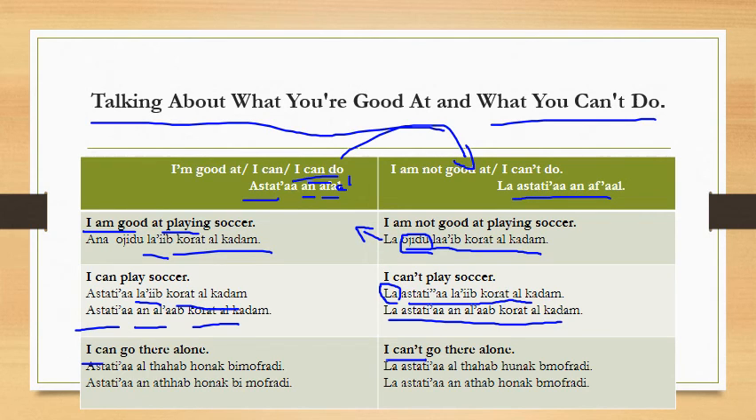Okay, I can go there alone. So here you're showing that you can do this. I can is أستطيع. Go, الذهاب. We've taken this before, ذهب الذهاب. There, هناك. The only thing that you don't know is alone, which is بمفردي. Or you say أستطيع أن أذهب هناك بمفردي. I can't go there alone is لا أستطيع الذهاب هناك بمفردي, or لا أستطيع أن أذهب هناك بمفردي.